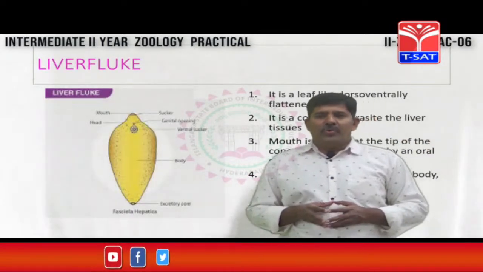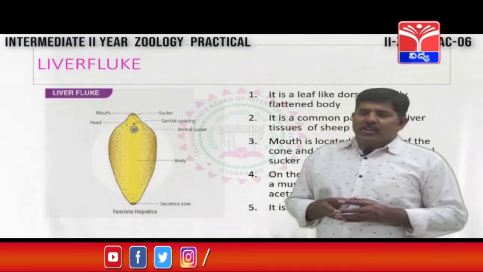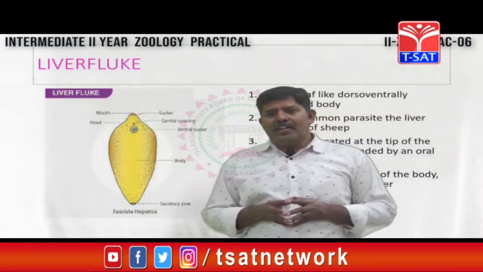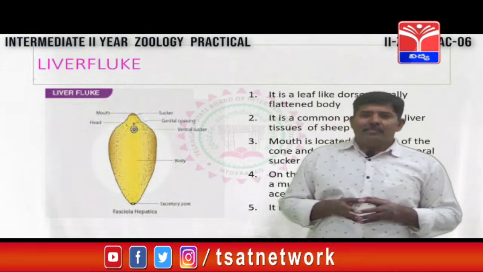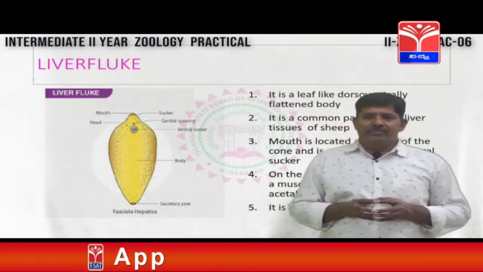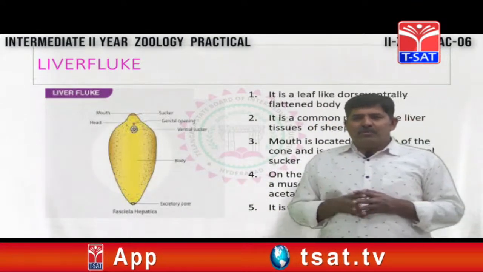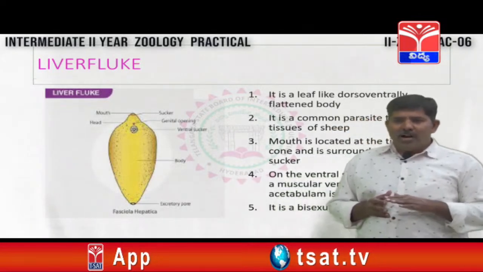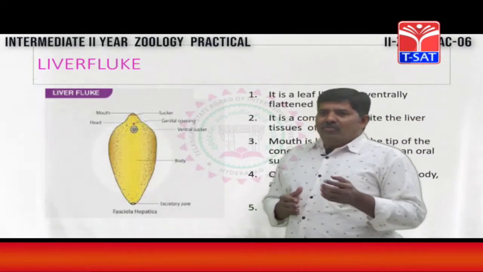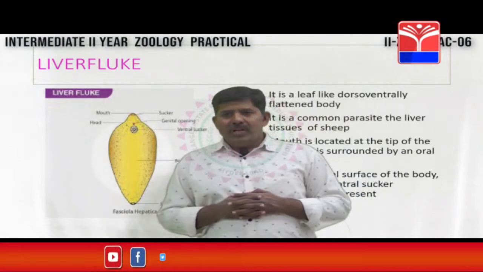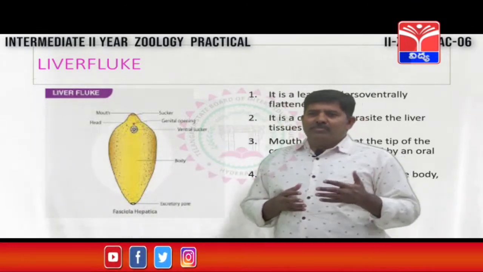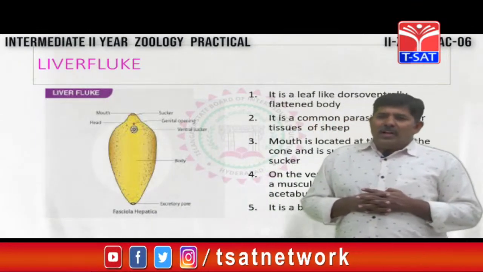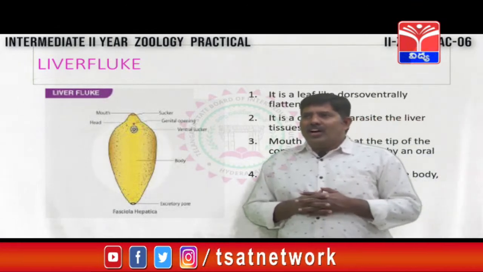Now, liver fluke. So liver fluke belongs to the phylum Platyhelminthes, class Trematoda. Most of the Trematoda species have a leaf-like platform. Actually, it is called a fluke.